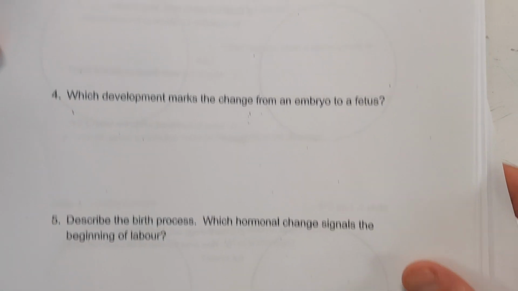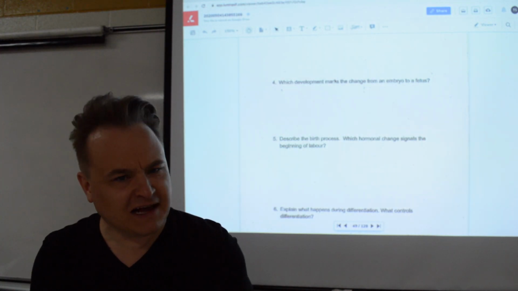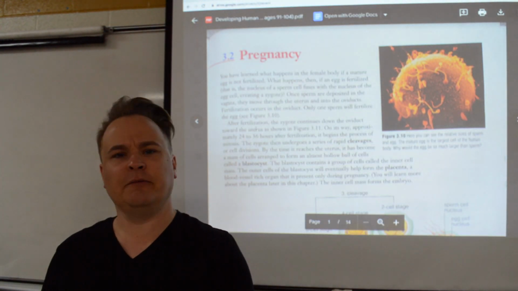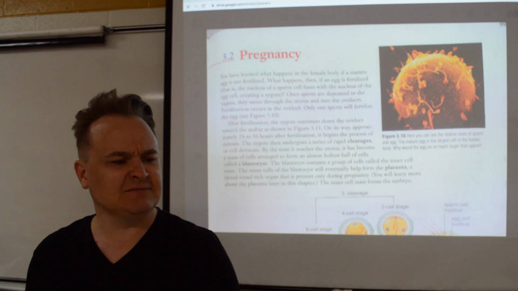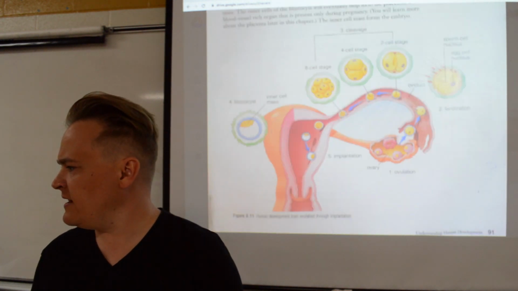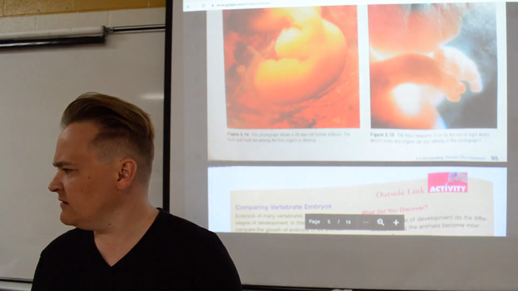And then you're going to flip it, and you'll see you also have to do some of these questions. So how would you do this section without the textbook? Well, I made the textbook for you in a PDF right here. There you go. It'll be called Developing Humans textbook, pages 91 to 104. And you can go through the textbook right here, and you'll have all the information you need.